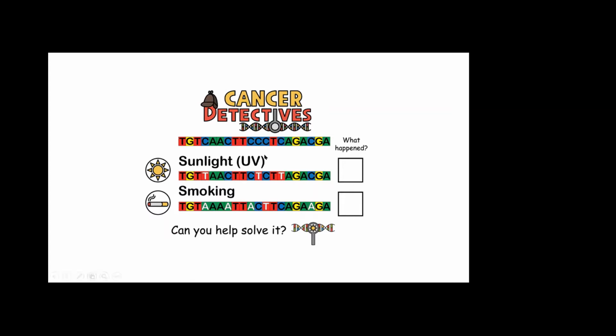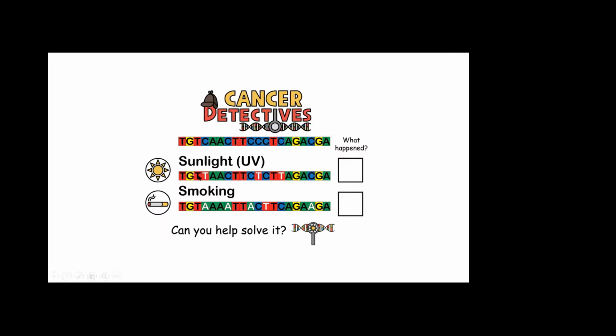DNA. Yes. So this is the sequence of the DNA in one cell that is healthy, and then you have a cell that has been exposed to the sun very much. Too much sun adds T, and smoking adds A.